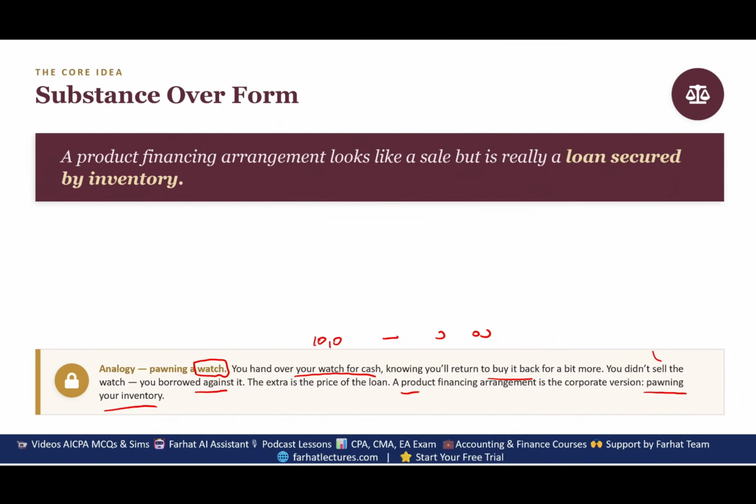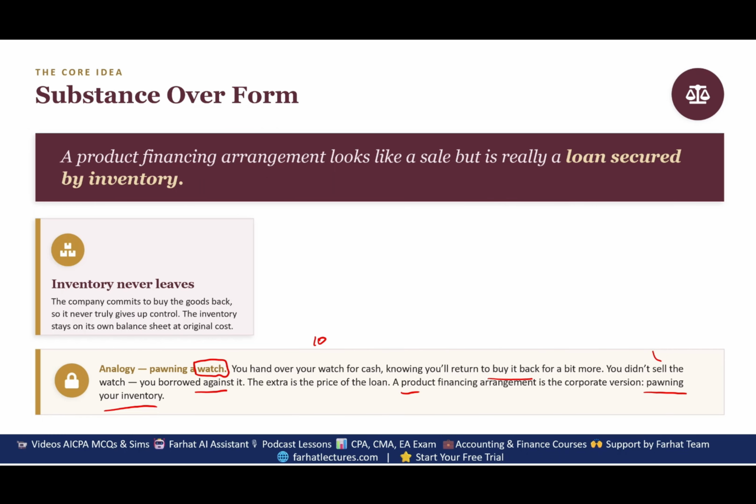So a product financing arrangement looks like a sale, but it's really a loan secured by inventory. So the inventory never leaves your balance sheet. It might leave your warehouse. It might, some lenders want to have it for security. The company commits to buy the goods back anyway, so it never truly gives up control. And this is important. For a sale to be a sale, you have to give up control.